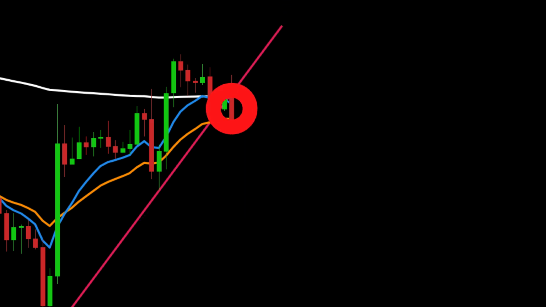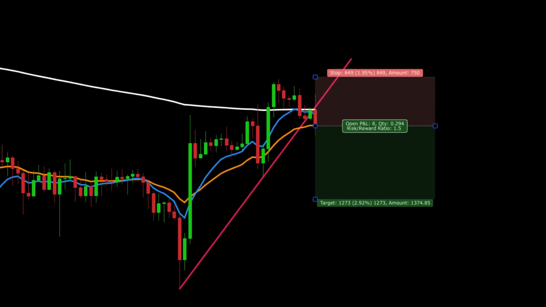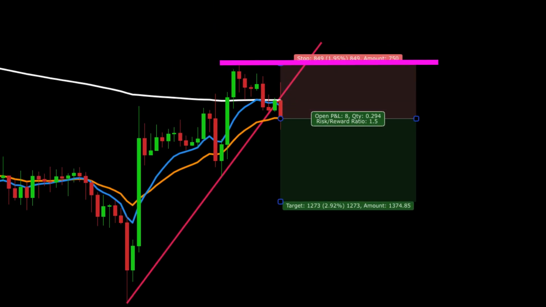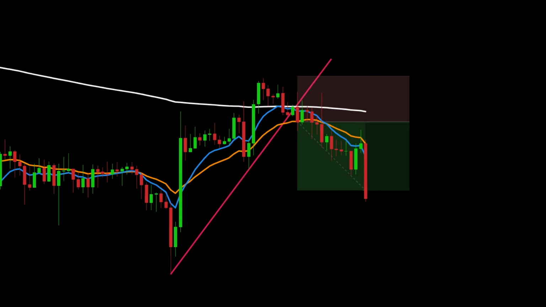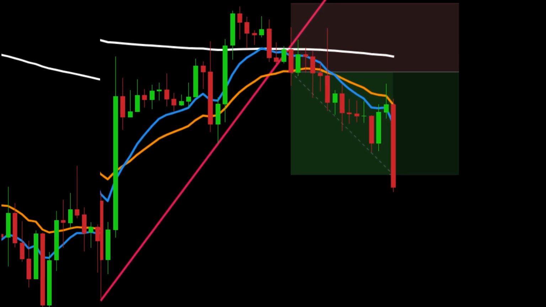All of that happens on this candle here. That is our trigger candle. The stop is placed at the highest level above the 200 EMA and the target is 1 to 1.5. And this setup winds up hitting 1.5. I'm going to show you one more quick short example.